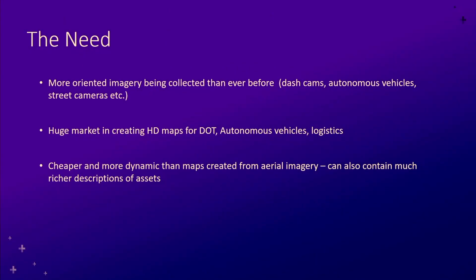So for the first part, just reiterating some of these needs, there's been more oriented imagery collected in the last decade than ever before. This is caused not only by multiple devices that make capturing that video very easy, but also by the rise of industries that make heavy use of that type of video. Especially areas like autonomous vehicles, logistics companies, and departments of transportation, and for those industries there's a huge market in creating HD maps. So being able to understand where a multitude of objects are, how they move, and being able to get that information in real time or something close to it.